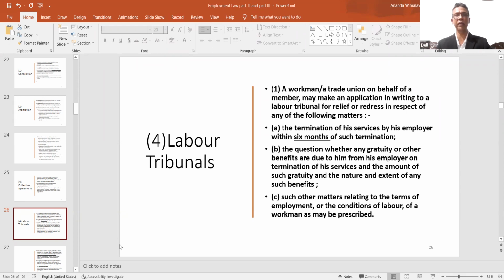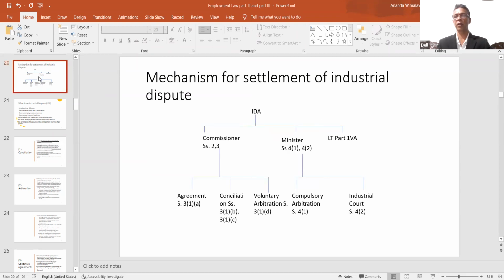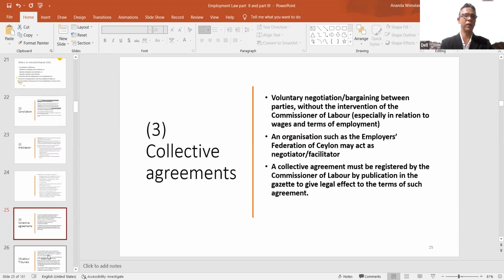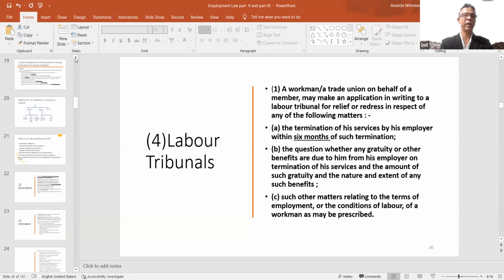Okay, right. Next subtopic, labor tribunals. I'm once again going back to my slide number 20. We have so far discussed collective agreement. Before you write labor tribunal, put a star mark.